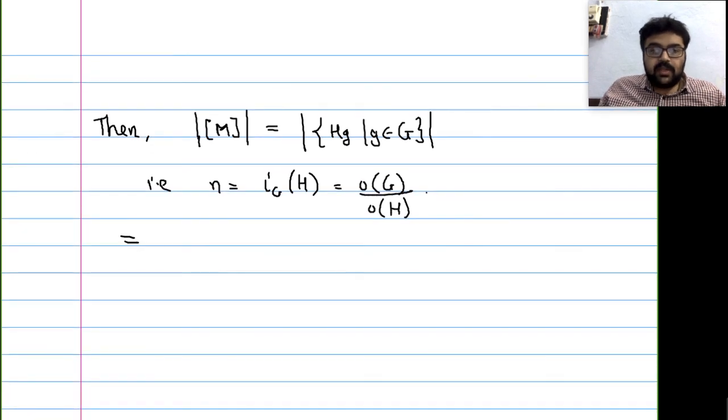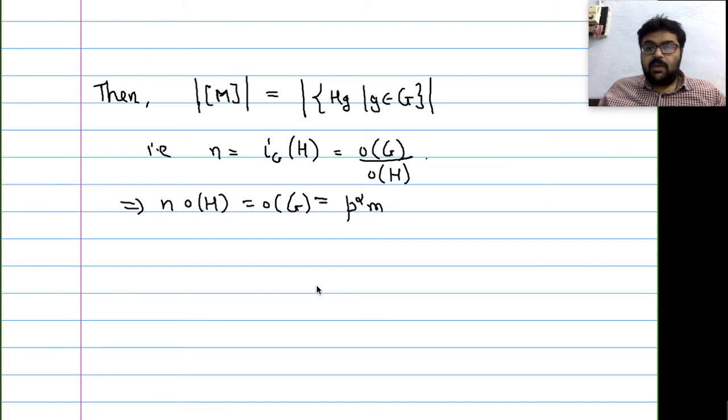So this implies, what is order of G? Or let us write this first: n times order of H. Order of H comes to this side, which is order of G. And what is order of G? P power alpha M, right? And we know how many powers of P divide order of G, we know that.